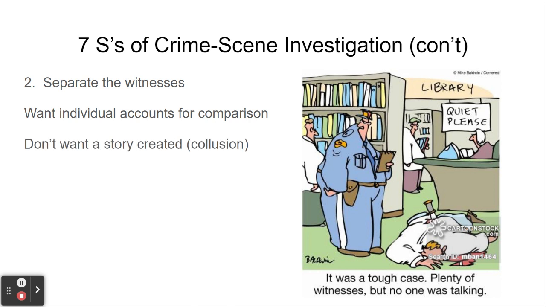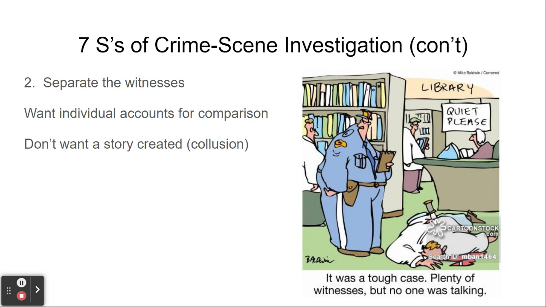Okay. Separating witnesses also prevents witnesses from muddying up one another's memory. The idea that if you and I were both there, I saw an individual in a red shirt, you saw an individual in a green shirt.